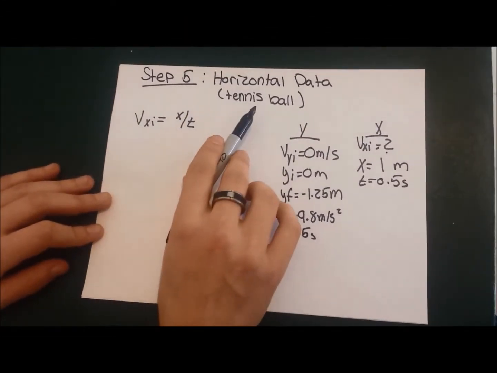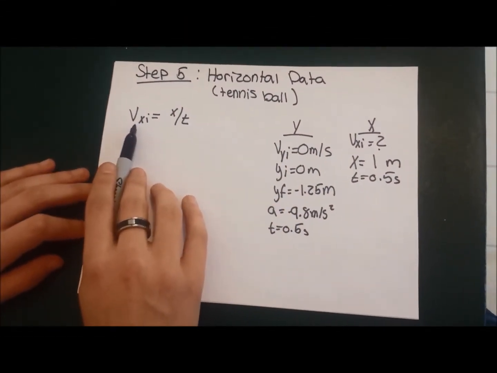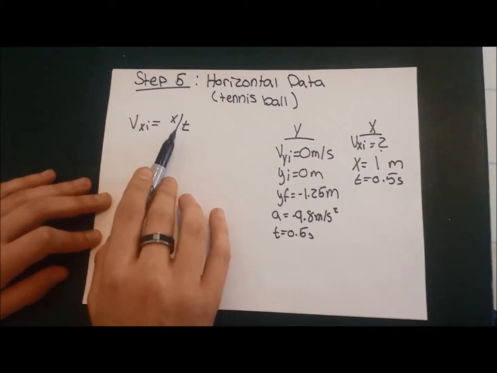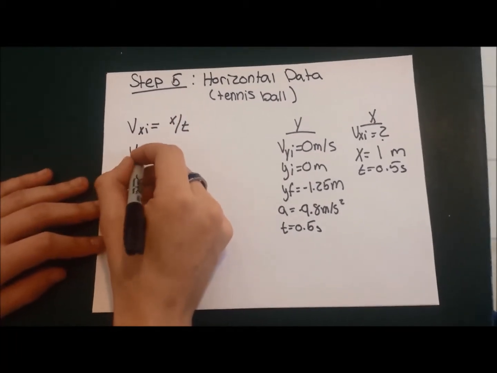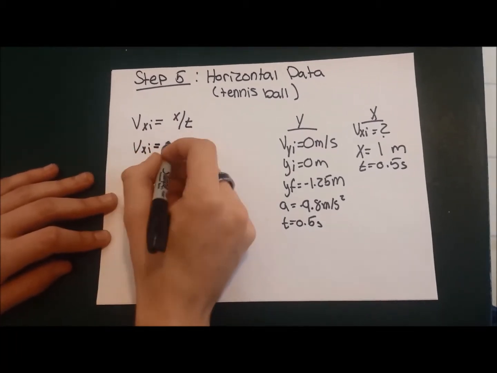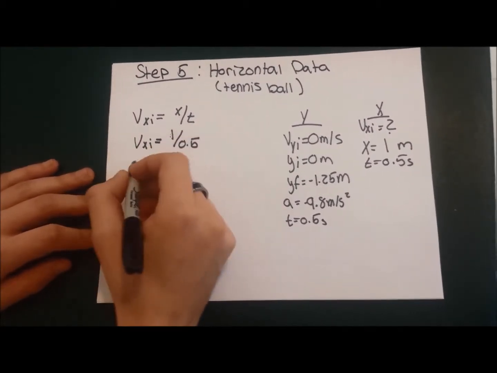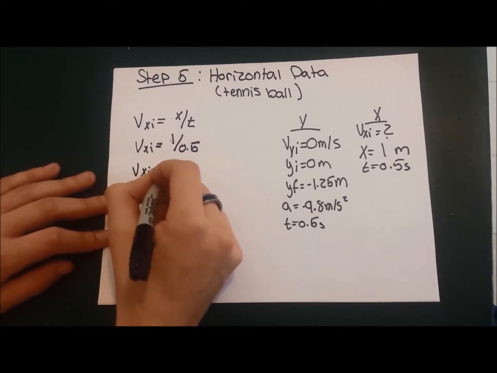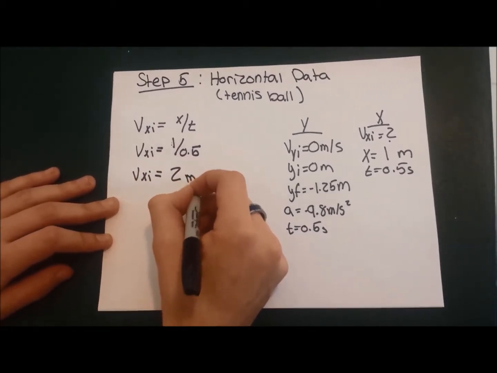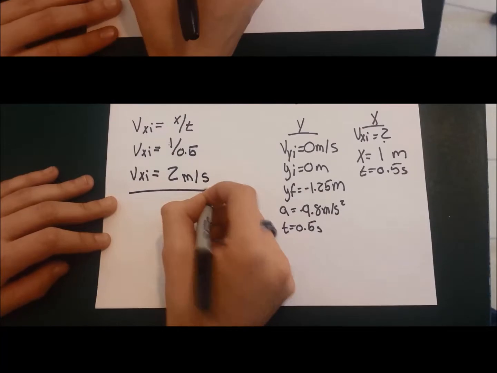For the tennis ball, we're going to use the same equation, velocity x initial equals distance over time. So our velocity x initial is going to equal 1 over 0.5, and that equals 2 meters per second.